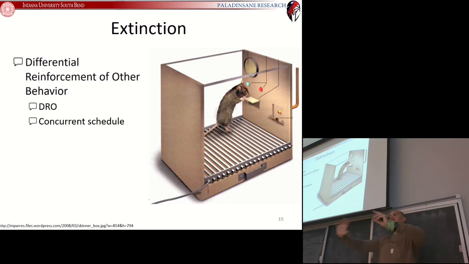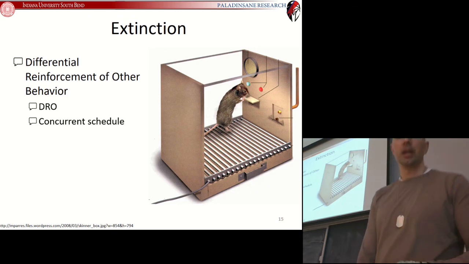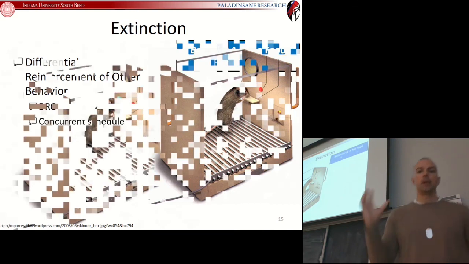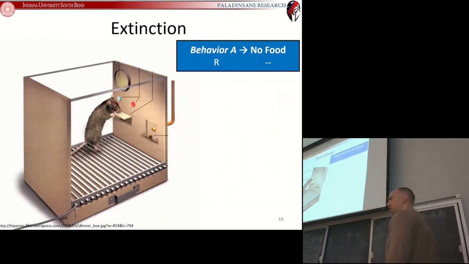And then to that, you add reinforcement of other behavior, that's contingency number two, and you have concurrent schedules at the same time. So how would this work? Well, let's first take a look at an extinction procedure without the concurrent schedule, without that differential reinforcement of other behavior. So let's say that Sniffy used to do behavior A.